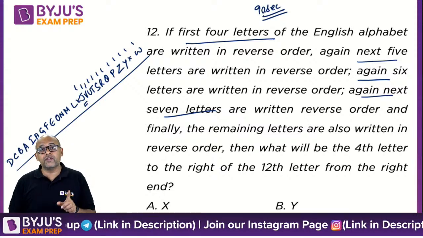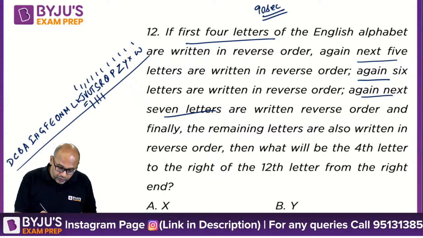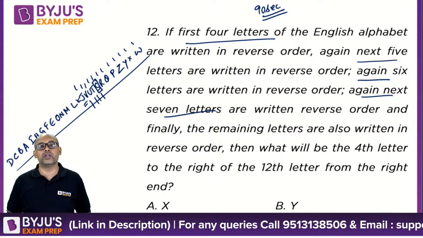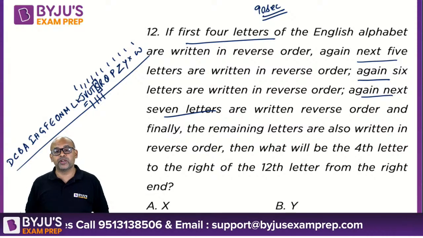But we don't want J. We want the fourth to the right of J. So 1, 2, 3, 4. This is the fourth letter to the right of J. So the fourth letter to the right of J is S, which happens to be option D.